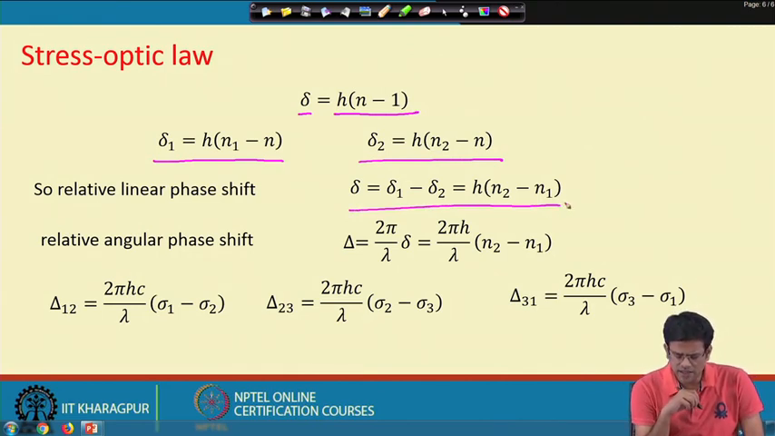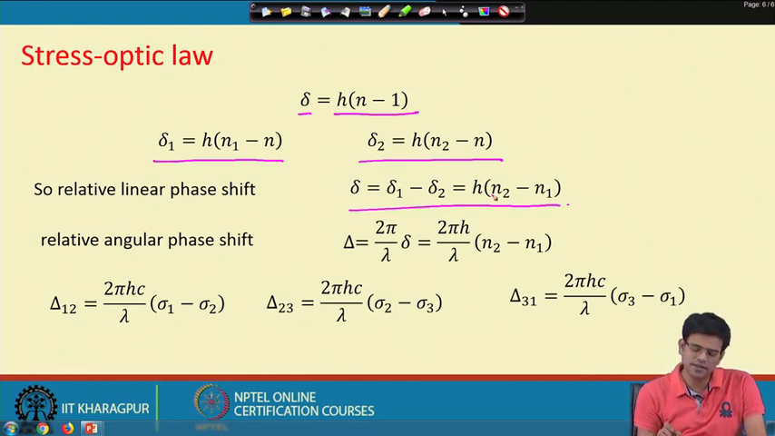Essentially, delta is the relative phase shift, and delta 1 minus delta 2 is h into n2 minus n1. So, this n1 and n2 are the medium refractive indices, or the directional refractive indices. n1 represents the refractive index in direction 1, n2 represents the refractive index in direction 2. So, linear phase shift, similar to the angular velocity, we can also define a term called angular phase shift.